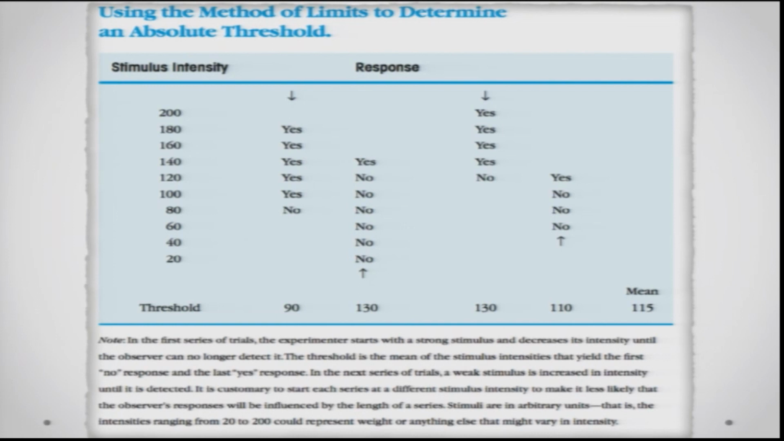I do it from 110, and again a particular value comes. All of these values are averaged and you get a mean value of 115, which is your absolute threshold.